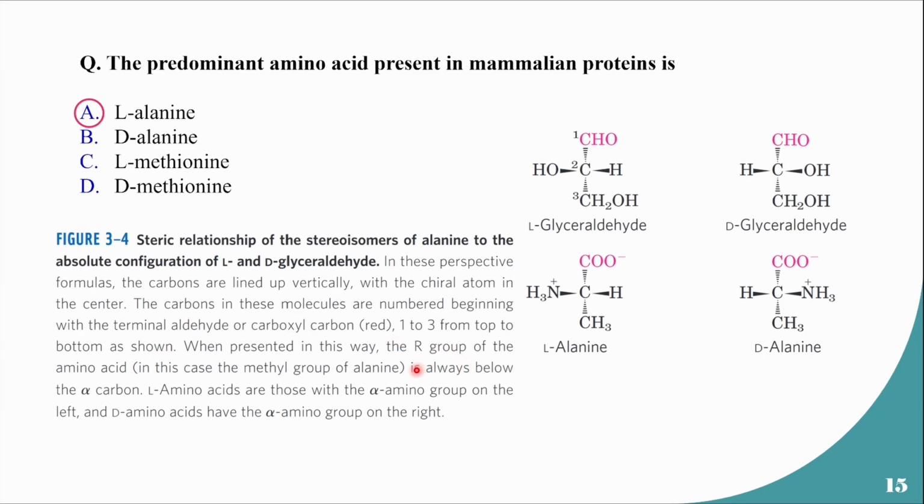And the R group of the amino acid, for example, in the case of alanine, that would be the CH3 group. That is the R group here, right? That is always below the alpha carbon. And the L amino acids basically represent the amino acids where the alpha amino group is on the left. Okay. And the D amino acids represent the amino acids which have the alpha amino groups on the right. So the particular stereoisomer of alanine that is predominant is the L-alanine. Okay.